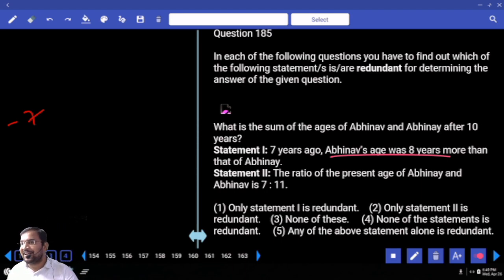Tell me, which option? None of the statements is redundant. Don't leave any, I need both. Both are required. None of the statements is redundant. Are you clear? Next.